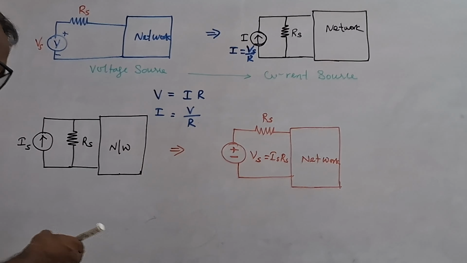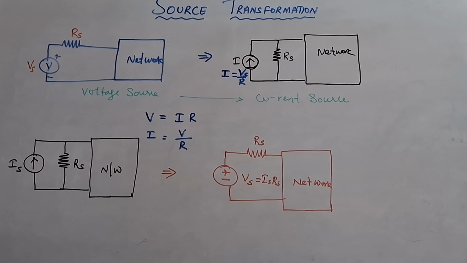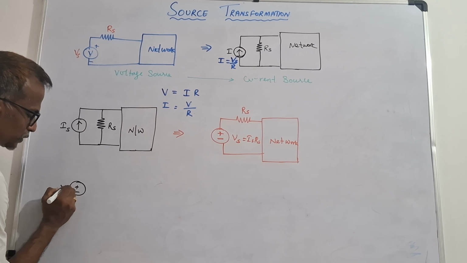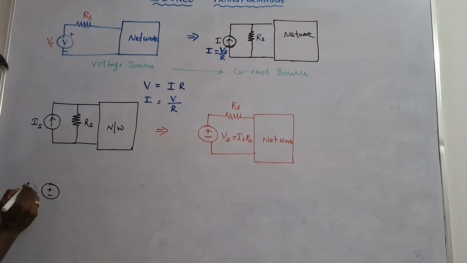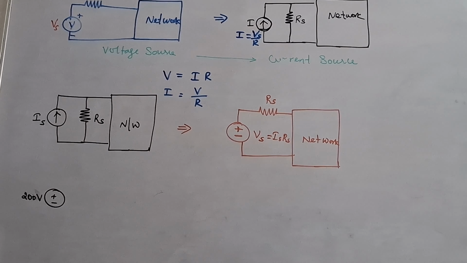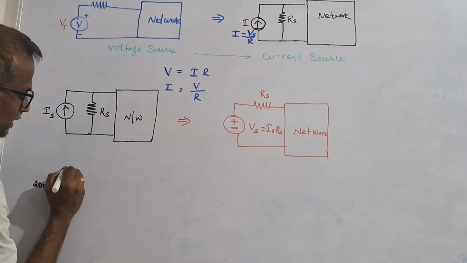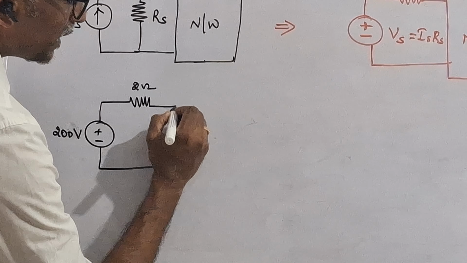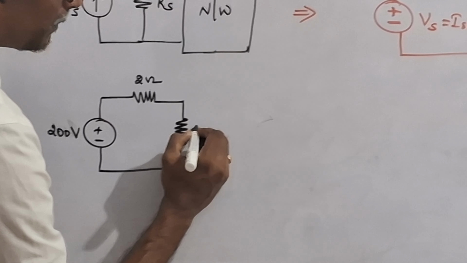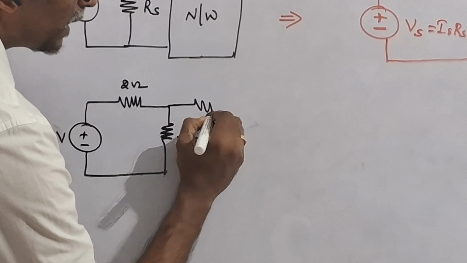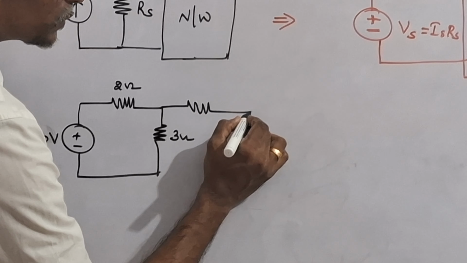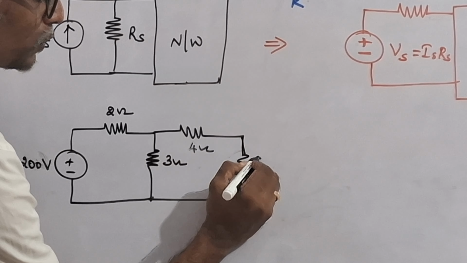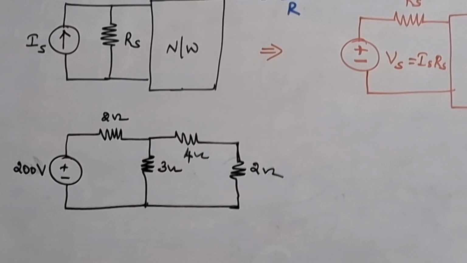For example, if you see this circuit, we have a voltage source, positive and negative. The voltage source value is around 200 volt. Then one resistance is connected here, and the resistance is 2 ohm. Then we have another resistance here, maybe 3 ohm. And we have another like this. This is for your understanding: 4 ohm and 2 ohm resistance.